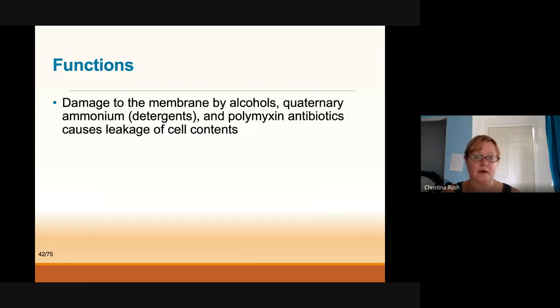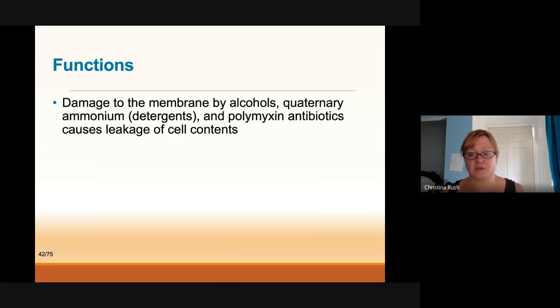Okay, so when you damage that plasma membrane, you can do this using alcohols. So that's very specifically 70% ethanol is how we clean our stations. You've seen a lot of hand sanitizer around right now, and that hand sanitizer should be 70%. If it's over 70%, it's not as effective. If it's under 70%, it's not as effective either. You have to have that water in there. And that can damage the cell membrane.